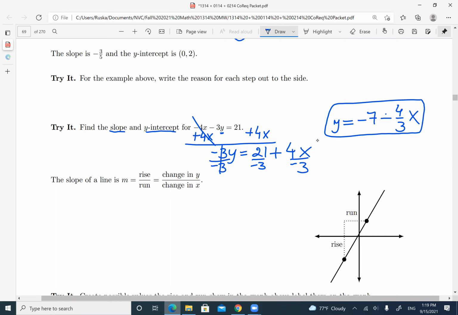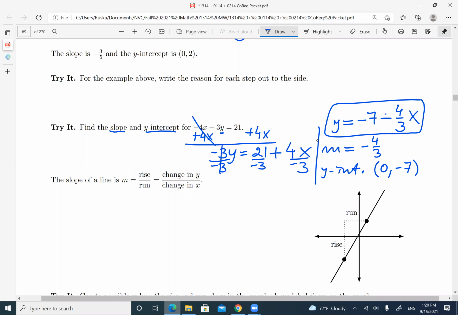Can you tell me what is m, what is the slope? What number is the slope? Is it the negative 4 over 3? Good job, that's right. It's negative 4 over 3. So the number connected with x is your slope. And what is the y-intercept? The negative 7? Yes, but you have to put (0, negative 7). That's right.